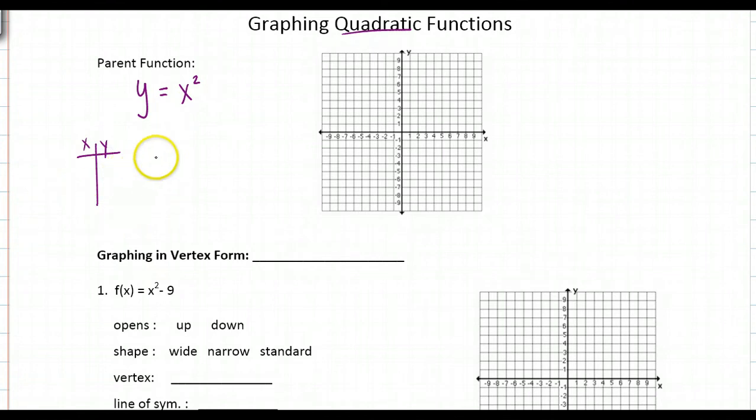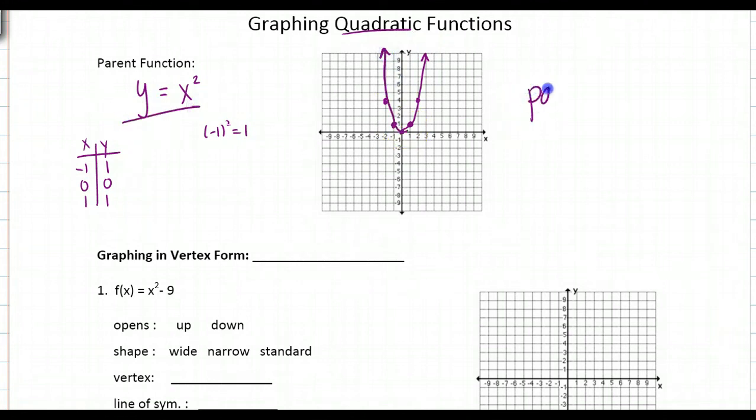Well, if I start maybe with -1, 0, and 1, well, -1 squared is +1, and 0 squared is 0, and 1 squared is 1. So now I have 3 points. I can start with my graph. If I wanted to, I could choose 2 and -2. Those squared are 4. But the graph of y equals x squared is called a parabola.